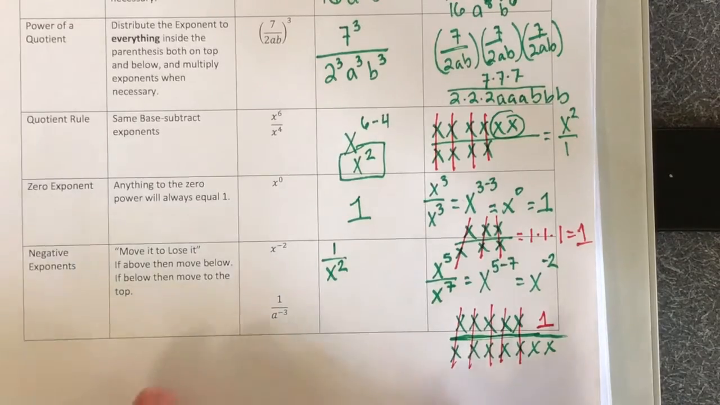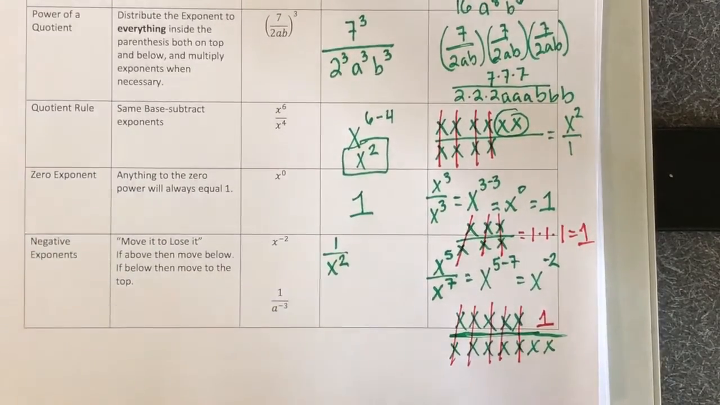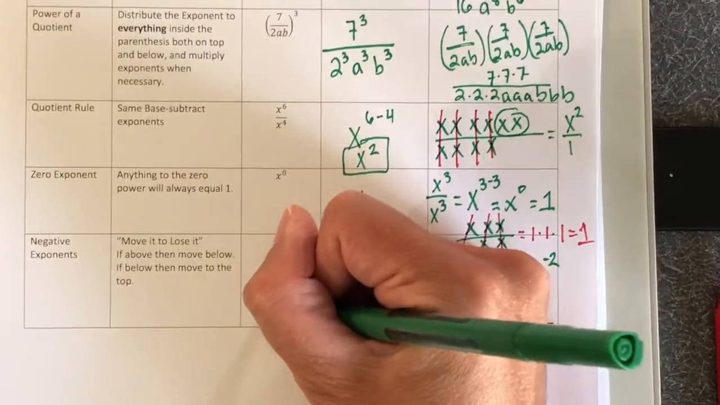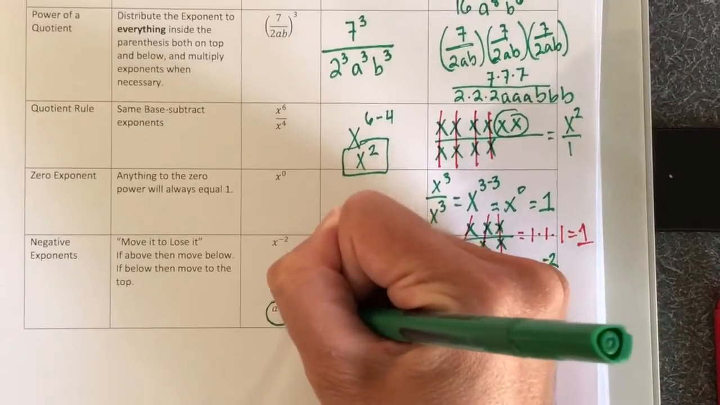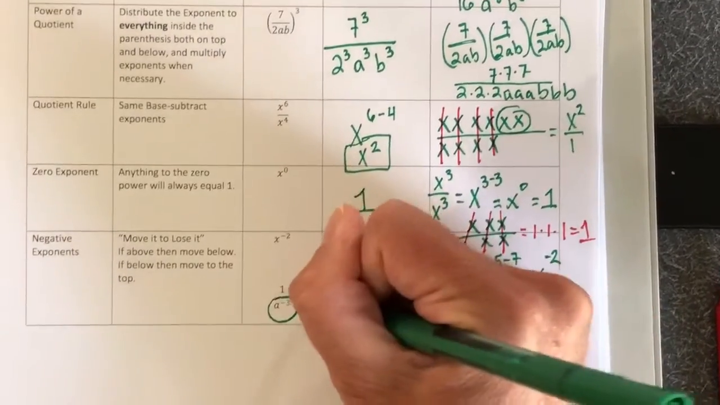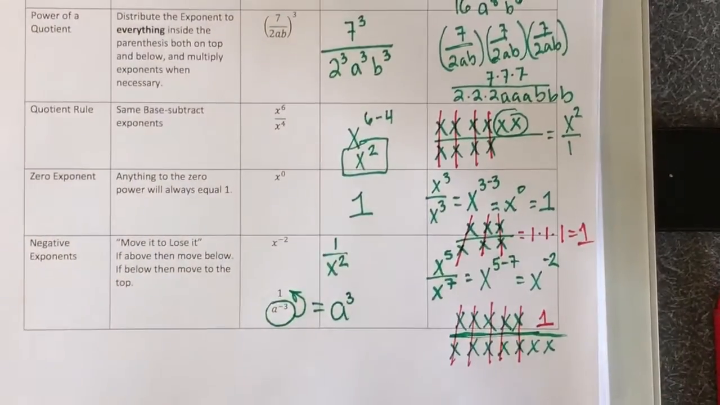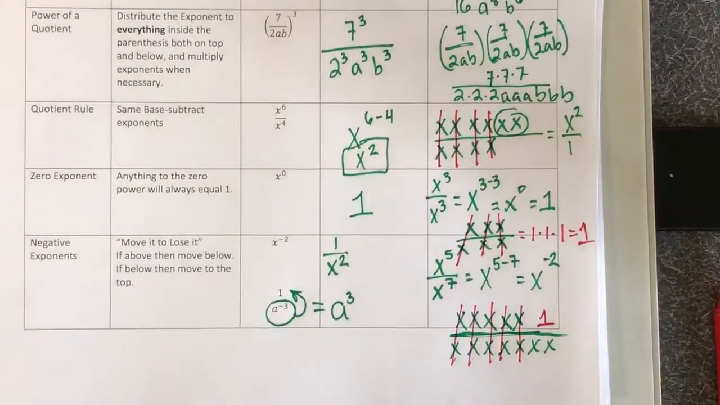So then what about this one? What about when it's 1 over a to the negative 3? Okay, well, notice now how my negative exponent is in the bottom. Not allowed to have it. Move it to lose it. So we're going to move it to the top. So that becomes a to the 3rd power. Fractions gone. Okay, hopefully this was helpful.